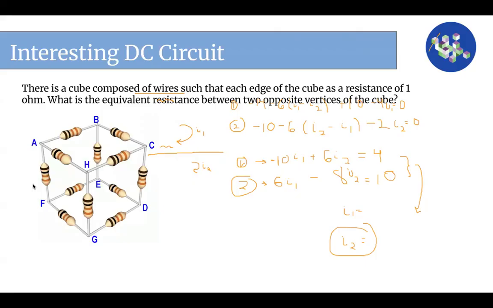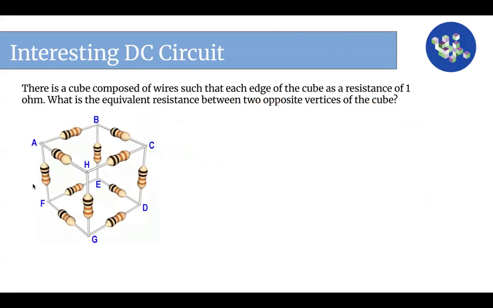All right, so this is a very interesting DC circuit problem. You have a cube composed of wires, and each edge has a resistor of 1 ohm resistance. We want to find the equivalent resistance between two opposite vertices of the cube, A and D. I'll give you a couple of minutes to work on this. This is a very classic problem.